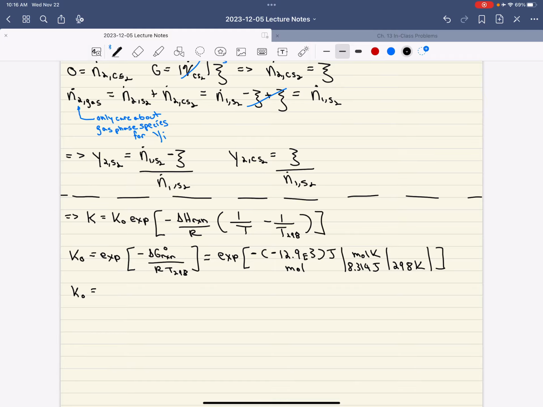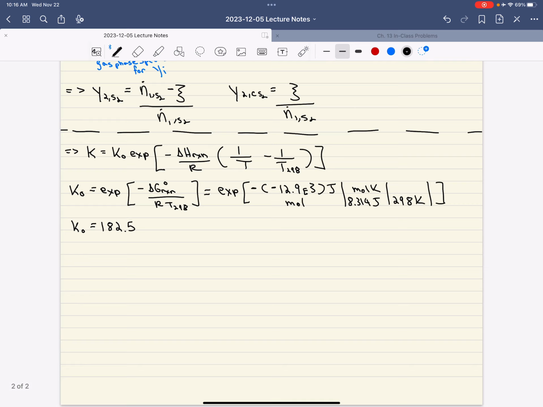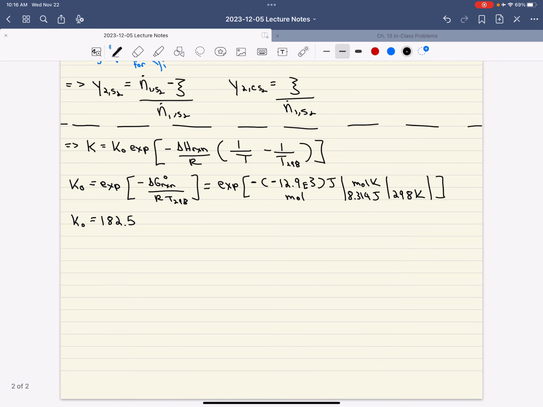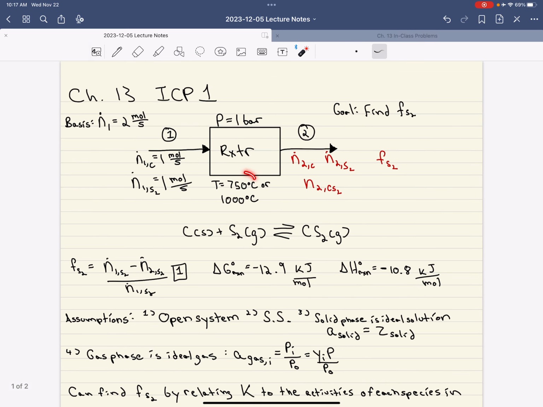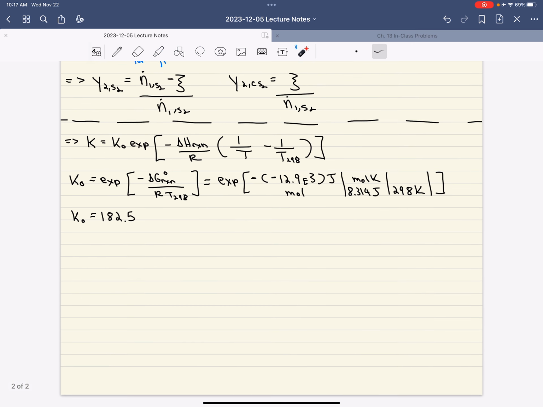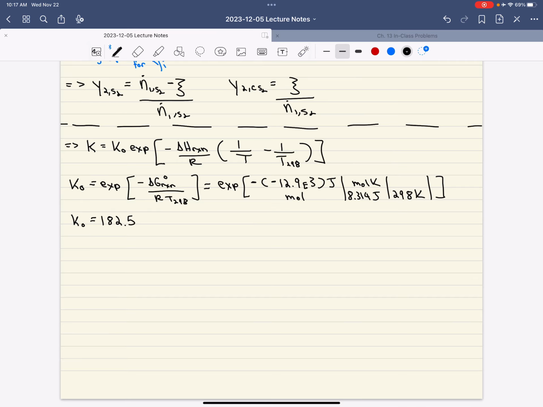So we get that K naught is equal to 182.5. That's unitless. All right, so we want to look at two different temperatures, 750 and 1000. We'll start with the 750. Just like with most equations that you use as a chemical engineer, for the temperature, you need to use absolute temperatures. So 750 degrees Celsius is 1023 Kelvin. So we're just going to use this equation.